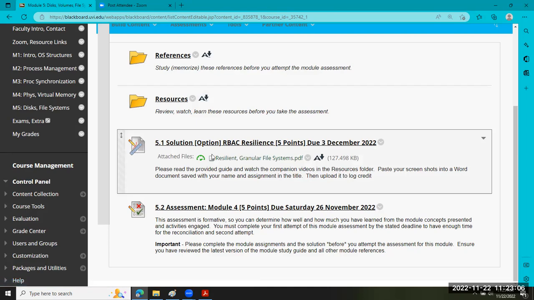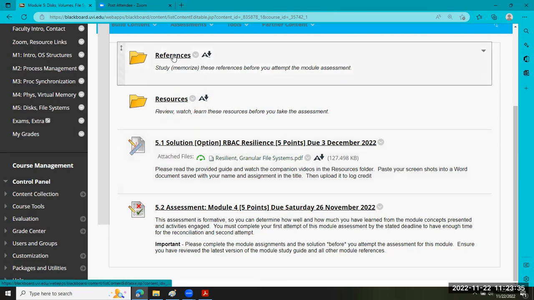So if you have not engaged a role-based access control solution, it would be a good thing to put your hands to it by working through the steps of the 5.1 optional solution. You're basically experiencing firsthand a lot of the concepts and methods that are mentioned in the study guide.